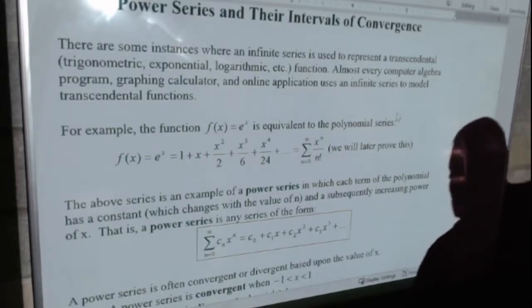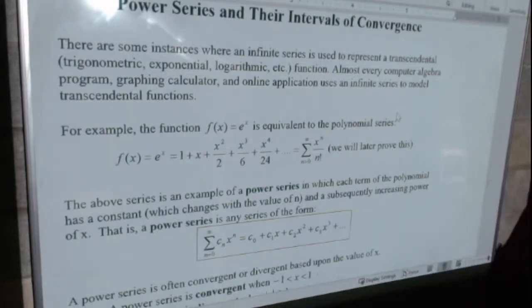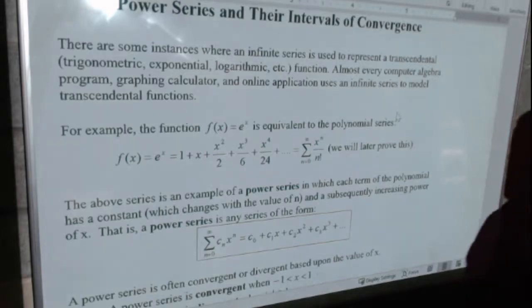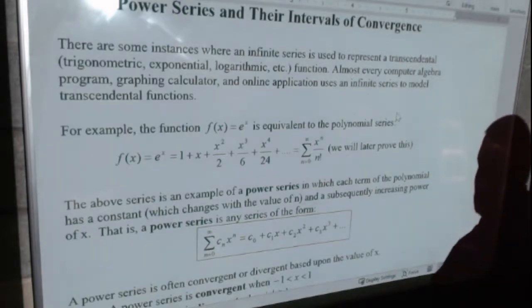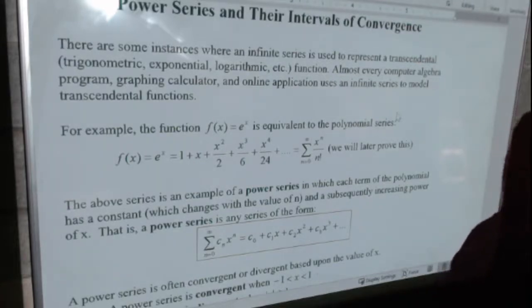So of all the topics that we cover for series, this is probably one of my favorites. Now, not necessarily the interval of convergence, but power series in general. Power series are great. They allow us to solve a lot of problems that are too tough to solve.